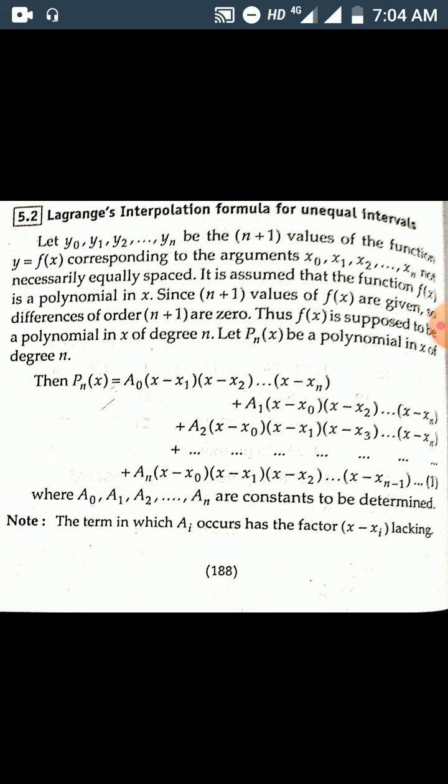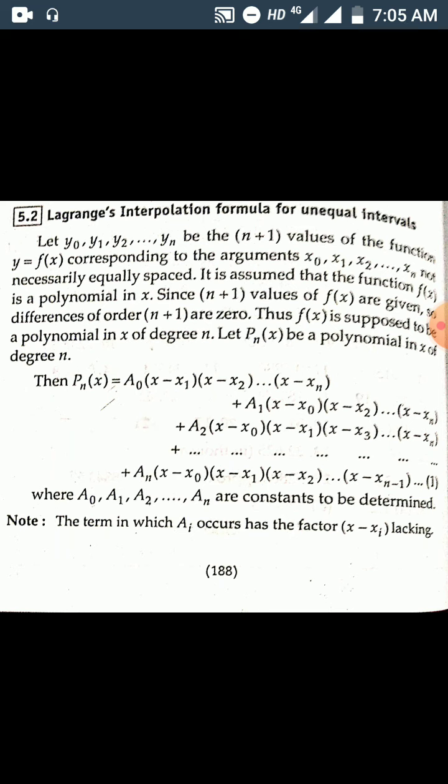Let Pn(x) be the polynomial in x of degree n. Then let Pn(x) be equal to a0 (x minus x1)(x minus x2)...(x minus xn) plus a1 (x minus x0)(x minus x2)...(x minus xn) plus a2 (x minus x0)(x minus x1)(x minus x3)...(x minus xn), and so on, up to an (x minus x0)(x minus x1)(x minus x2)...(x minus x(n minus 1)). Take it as equation 1.